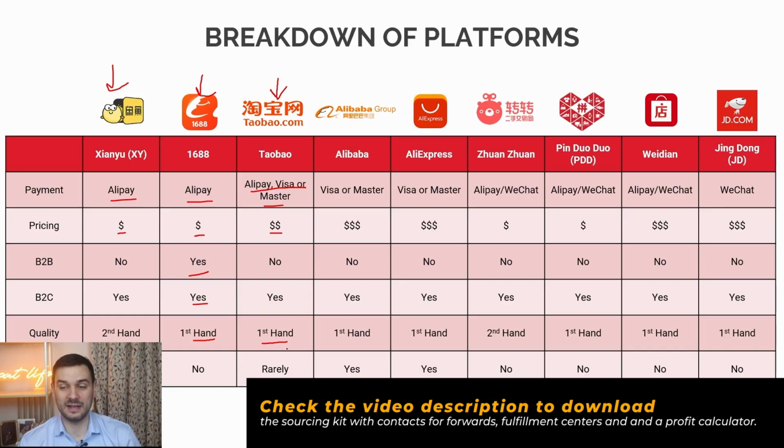They usually sell first-hand goods, and every once in a while, you may find a supplier that will ship overseas. Although rare, it is possible. Then you have Alibaba, which most of you may know. This is the English platform that has flexible payment methods, Visa or MasterCard. From my experience, it can be quite pricey.